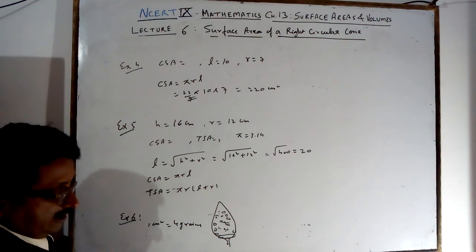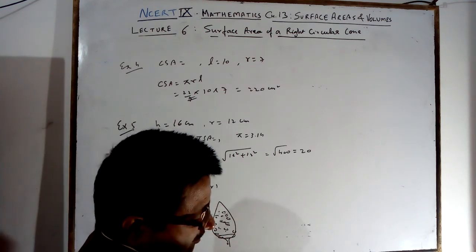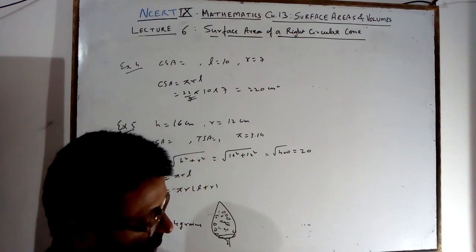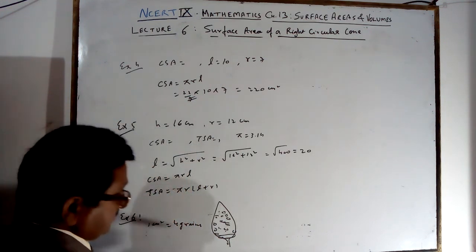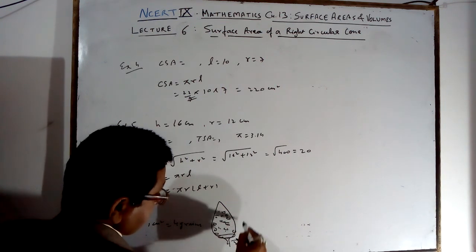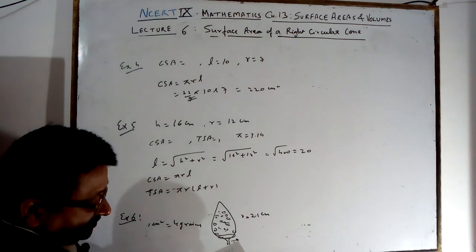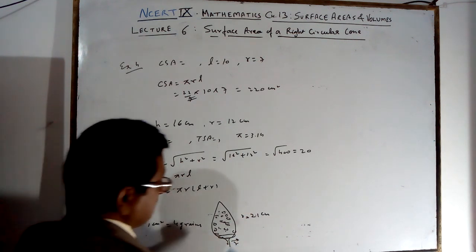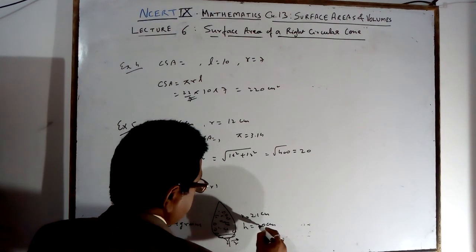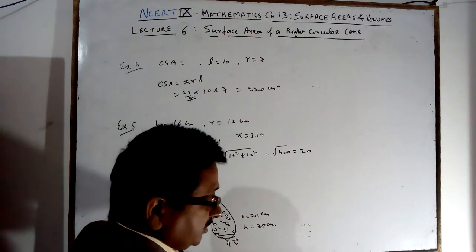You want to find out the number of grains. The radius of the broadest end is given as 2.1. The radius of the broadest end means the radius here. Radius is equal to 2.1 centimeter, and the length is 20 centimeter. Length means height is equal to 20 centimeter.